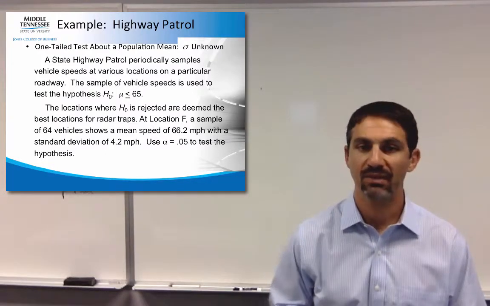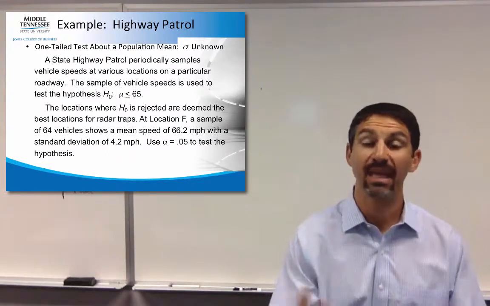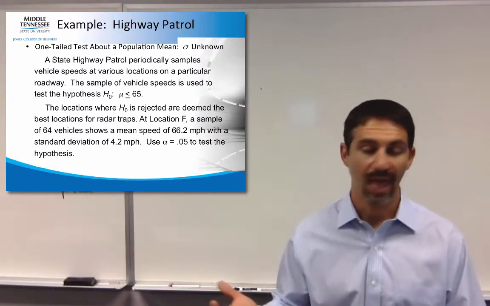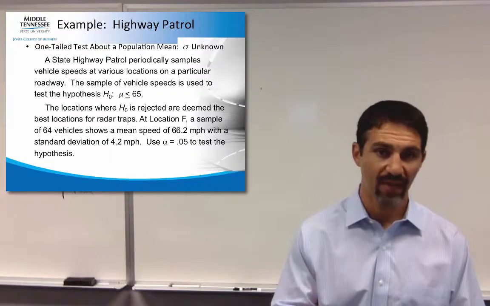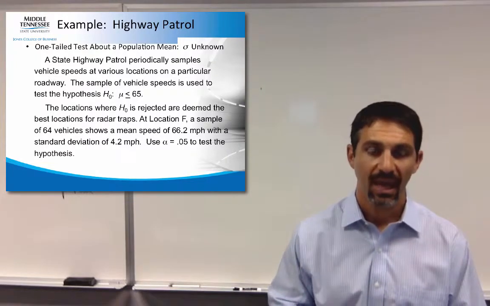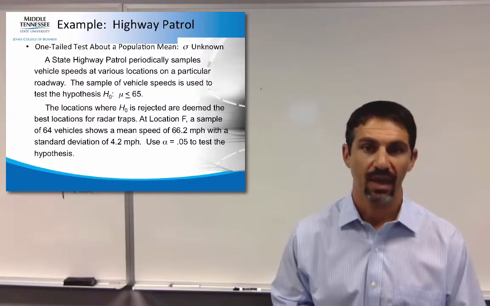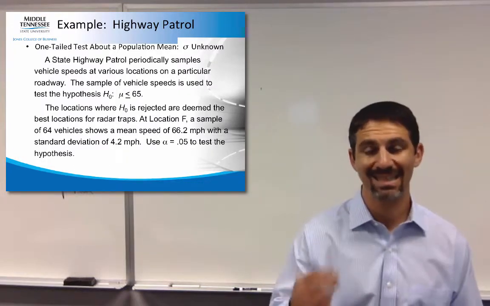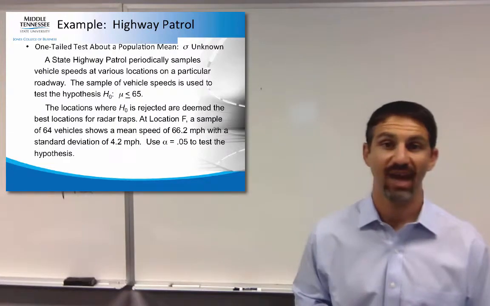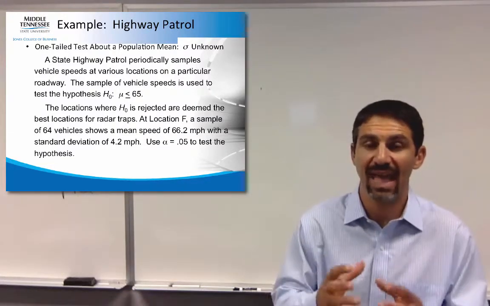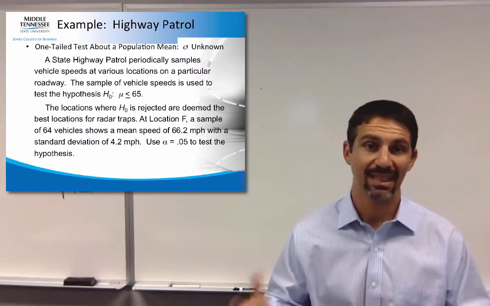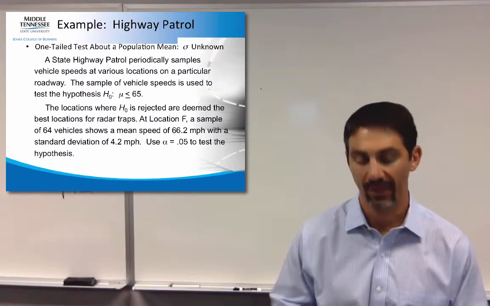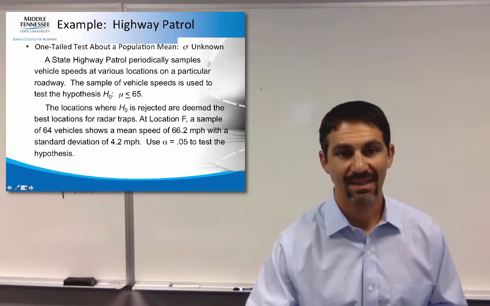So we have a sample of 64 vehicles. We find out that the mean speed is 66.2. Since we don't have a population standard deviation, we have to use our sample here and find out that it's 4.2. And then we want to calculate to see if there's a significant difference between 66.2 and 65. So we know in this case, it really doesn't look that different, but is it significantly different based on the amount of variation that we have here? So that's the data that we have.